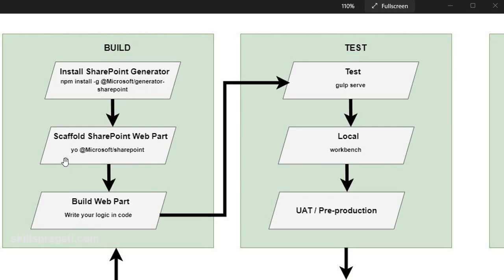The next thing we do is generate the boilerplate code with the help of yo @microsoft/sharepoint. Here I have written webpart, but this command is used to generate any kind of boilerplate code, like SharePoint extension, webpart, library, all kinds of SPFx solutions. Once we have generated the code with the help of the Yeoman generator, which is a scaffolding tool, we will write the logic as per our requirement inside the boilerplate code.